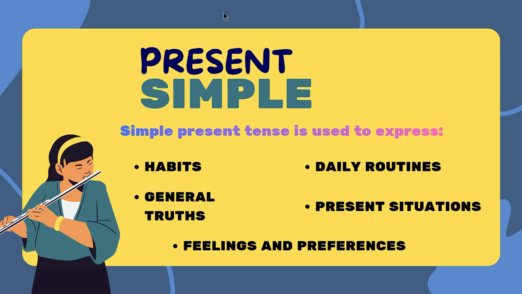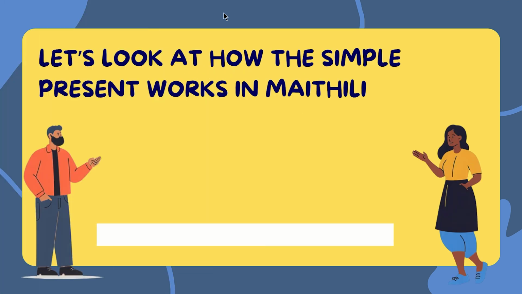Present simple tense is used to express habits, as in I exercise daily, daily routines, as in I eat a banana every day, general truths like the sun rises in the east, present situations, feelings and preferences. Okay, so let's look at how the simple present works in Maithili via conversation.